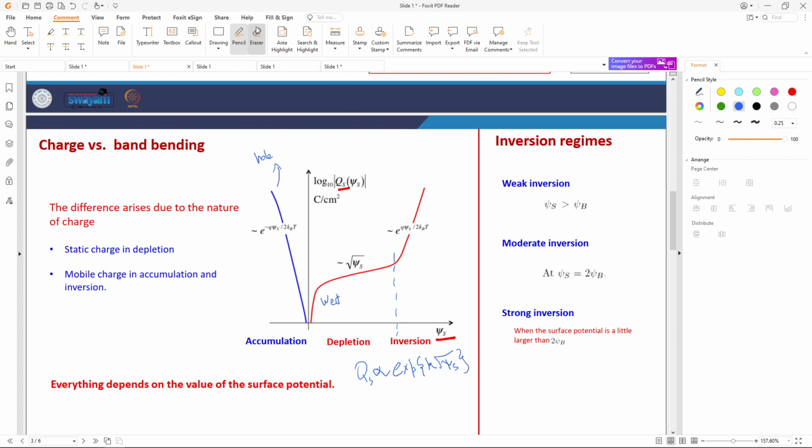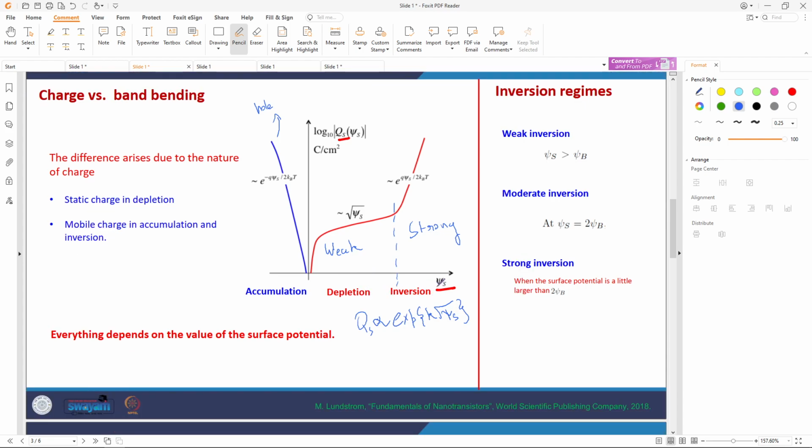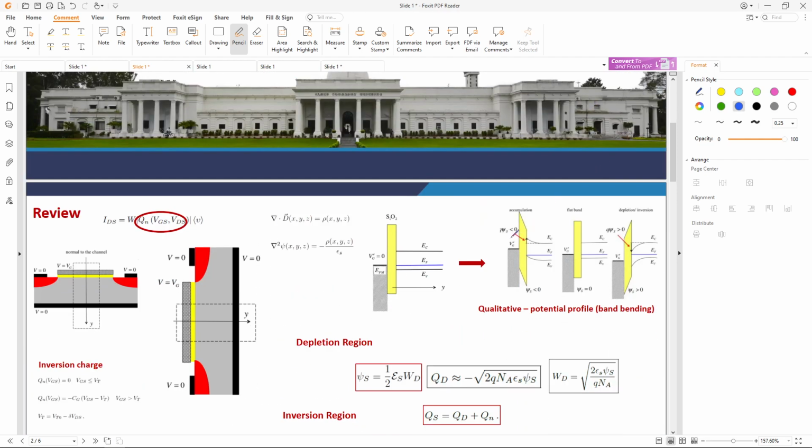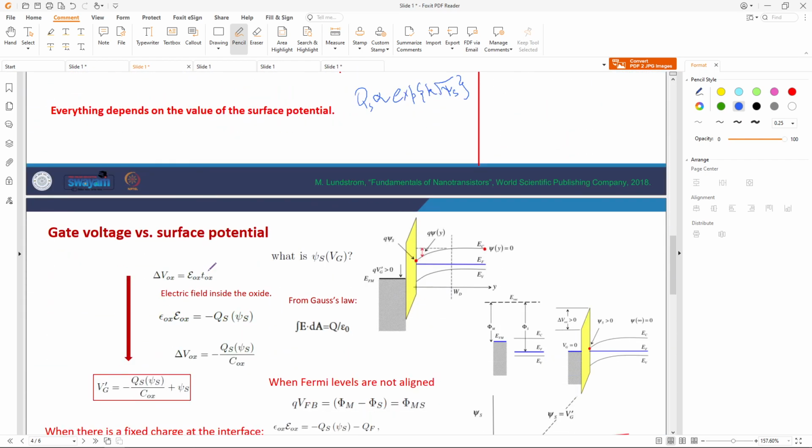So this region is the weak inversion region, and this region is the strong inversion region. All of these are determined by the value of the surface potential. That is essentially the potential at this point, the semiconductor insulator interface at this region. Okay, so that is that.